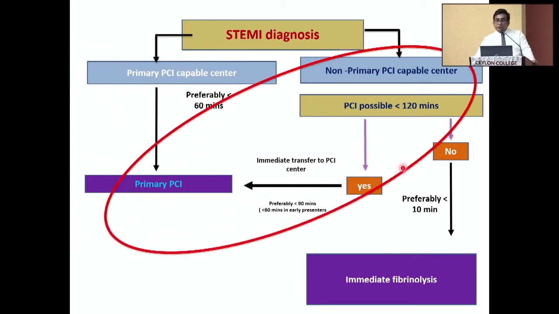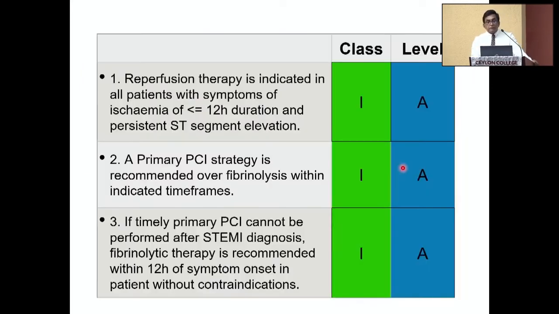So assume our patient could be sent to the cath lab and the artery opened within 120 minutes. You immediately transfer the patient, inform the cath lab in advance, keep the cath lab ready, and do primary PCI. That is the best way of managing these patients.